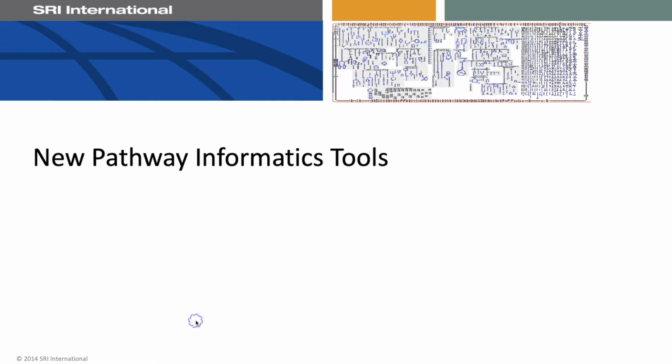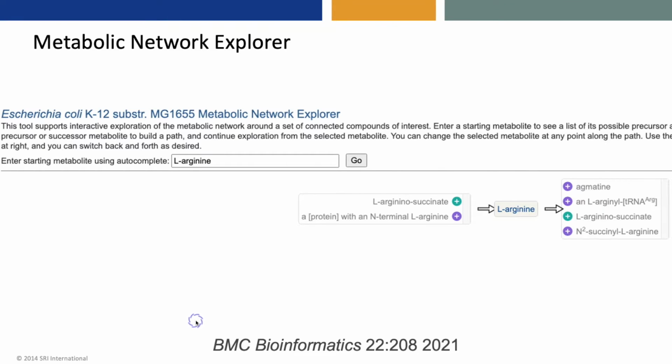Now we have a few new pathway informatics tools. We have a Metabolic Network Explorer tool that enables the user to interactively explore the metabolic network by traversing a set of related compounds of interest. So for example, we always start at a given metabolite. In this case, we're starting at L-arginine in the E. coli network. And this graphic here indicates the two main metabolites that are reactants of reactions that synthesize arginine, and the four main metabolites that are products of reactions in which arginine itself is the input.